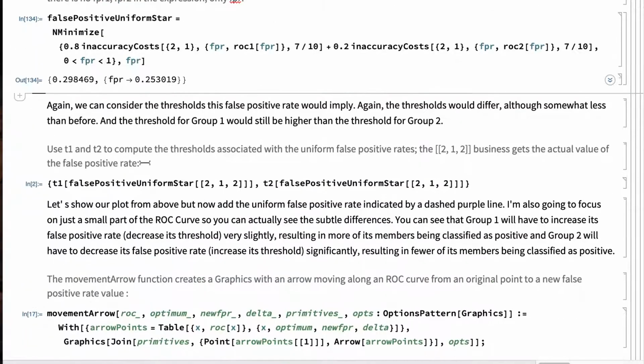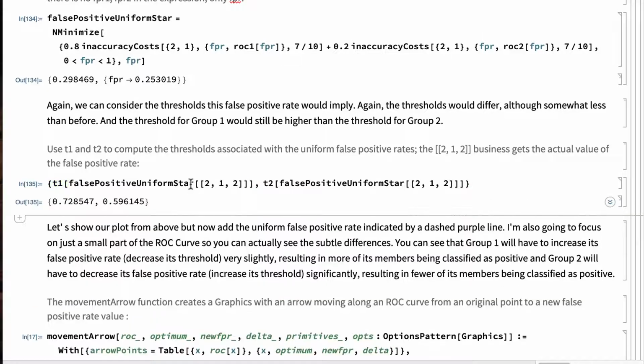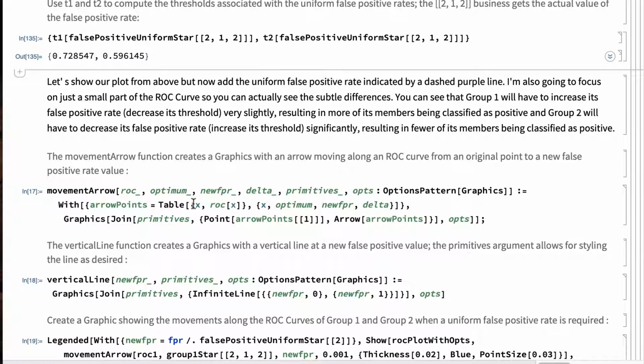Okay? We could also say, hey, what's the threshold on these settings? And so here's that 212 idiom to extract out the false positive rate value. And it turns out again that the thresholds are different even though we've required that the false positive rate be the same, and that's because they are operating on different relationships between threshold and false positive rate, possibly due to differences in calibration of the classifier working on the different groups. All right, we can visualize this.